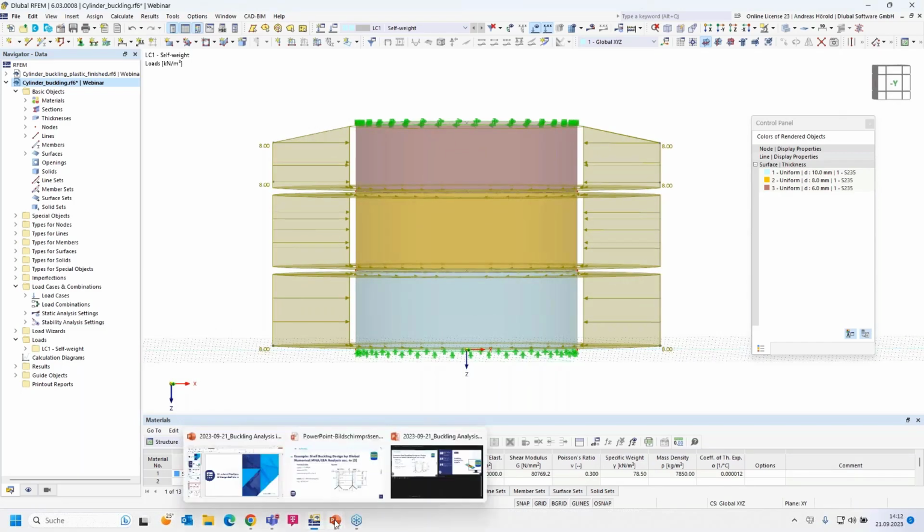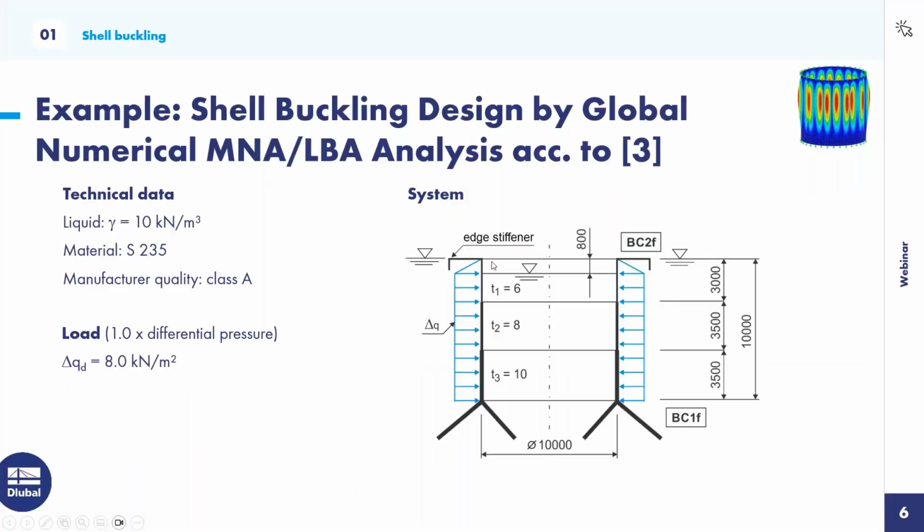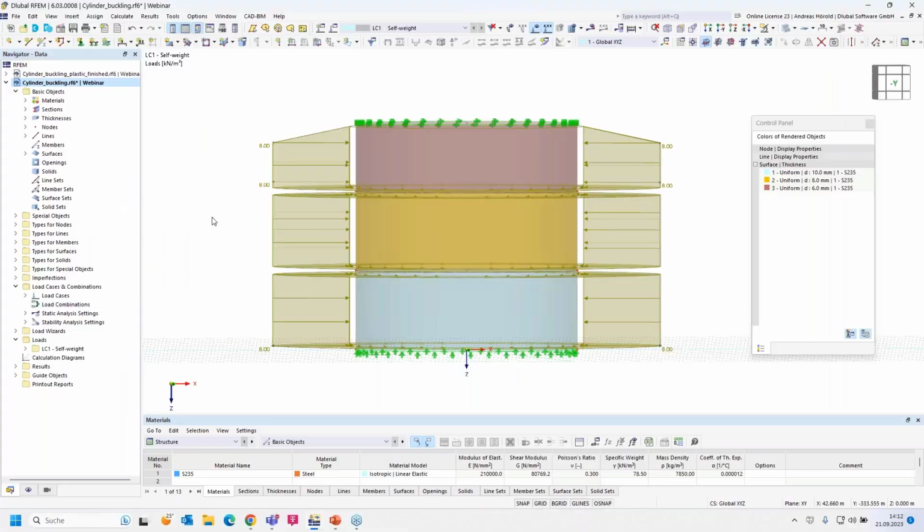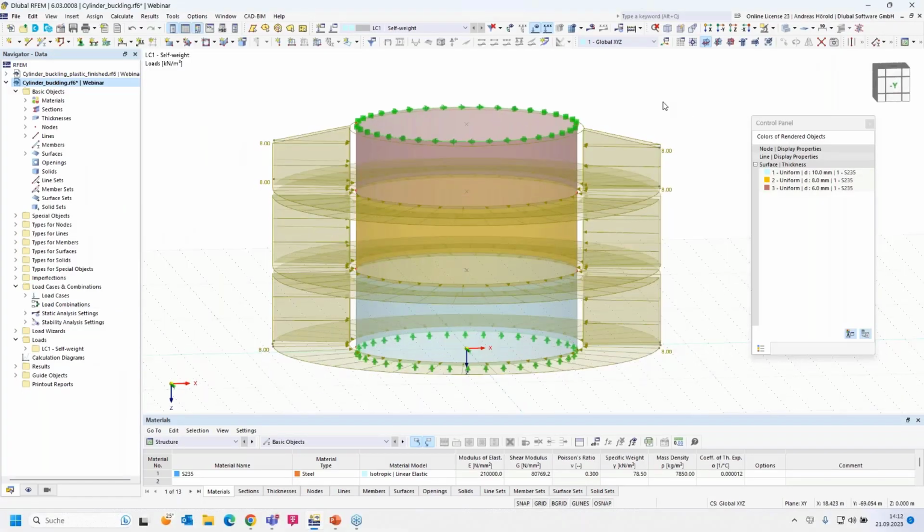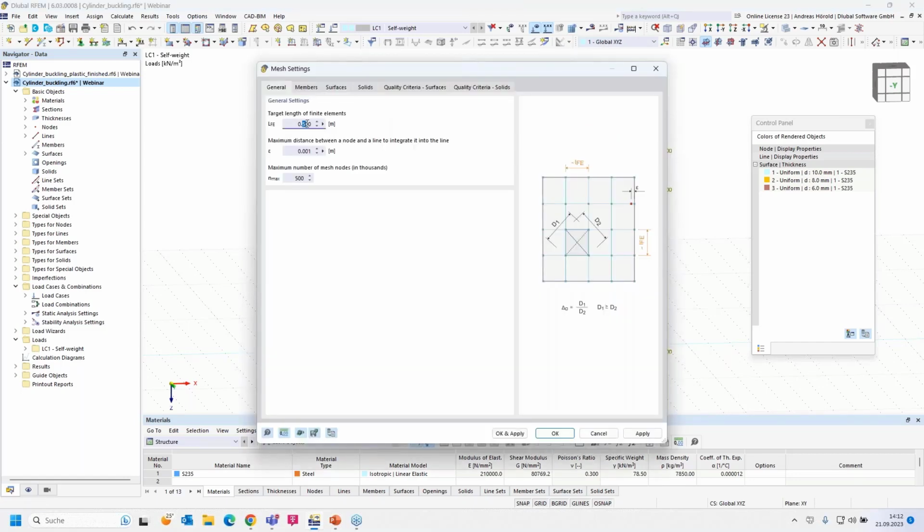Maybe we can compare it. That's the load. And we have also created or defined different thicknesses. So I turn back to RFEM. Then we define here above the mesh size, mesh setting, and we use 25 millimeters for this example.